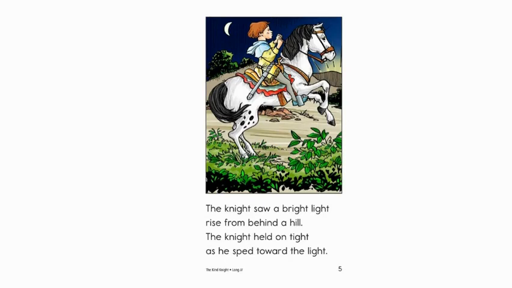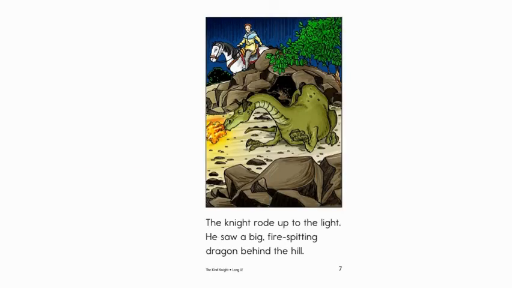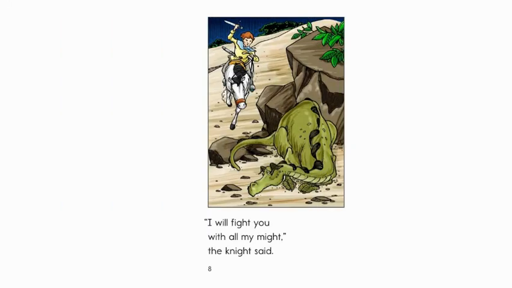The knight saw a bright light rise from behind a hill. The knight held on tight as he sped toward the light. By and by, the knight rode through the night. He thought the bright light might be from the dragon. The knight rode up to the light. He saw a big, fire-spitting dragon behind the hill. "I will fight you with all my might," the knight said.